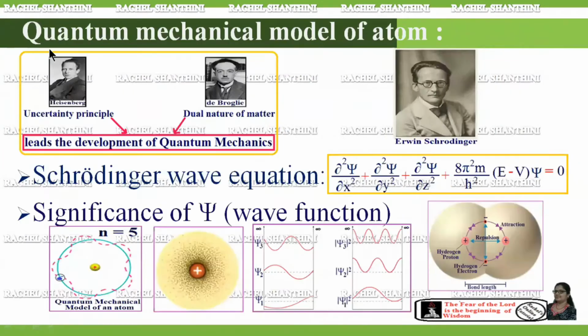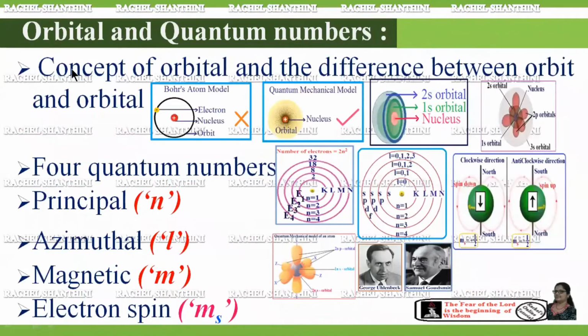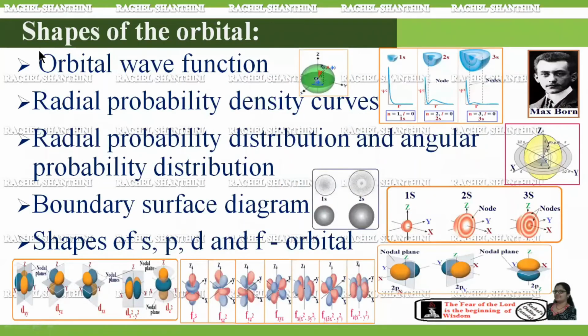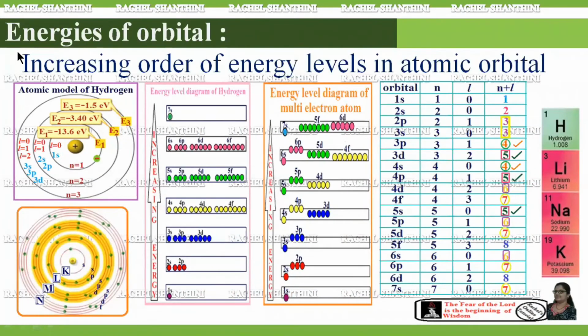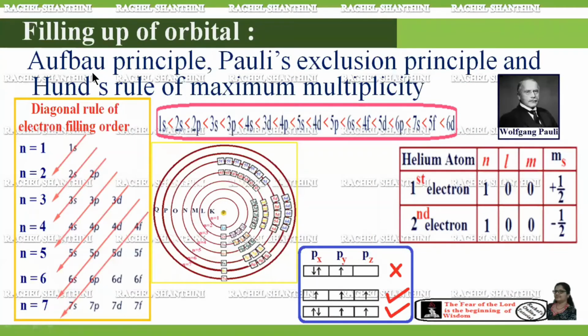In session 2.7, we have discussed quantum mechanical model of atom. In session 2.8, we have discussed orbital and quantum numbers. In session 2.9, we have discussed shapes of orbitals. In session 2.10, we have discussed energies of orbitals. In session 2.11, we have discussed filling up of orbital.